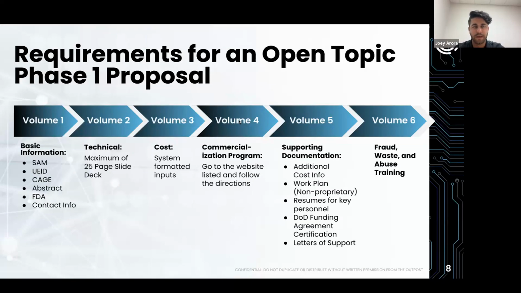So what are the requirements for an open topic phase one proposal? Well, there's a lot of different pieces that come into play with your government registrations and other information there. You have to put in a cost volume. There's some commercialization documentation and supporting documentation here as well. But the big thing is here in volume two. There's a max 25-page slide deck that has to be submitted. There is a template for this. We also have our own template. And the goal is to take your commercial pitch deck and adapt it to pitching to the Air Force. And the three required elements for that, we'll go over here in just a moment.